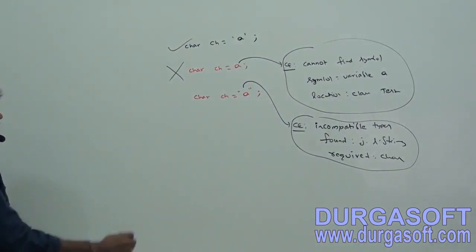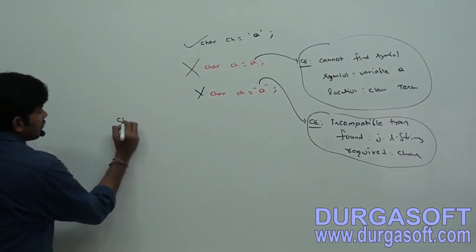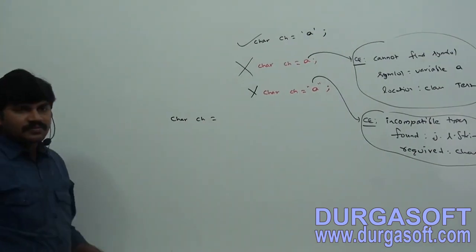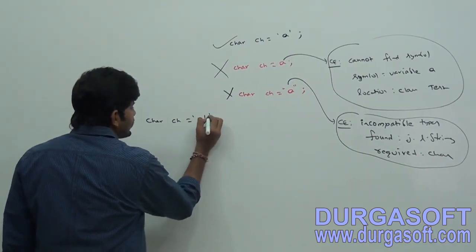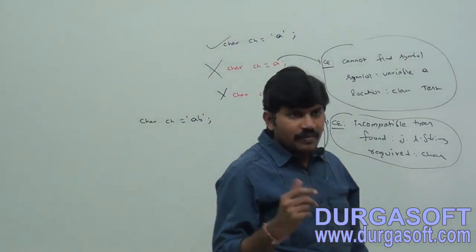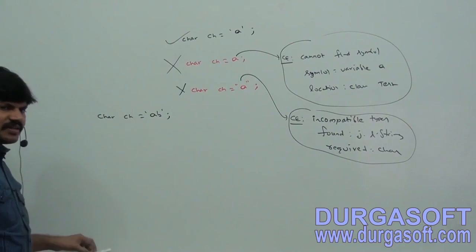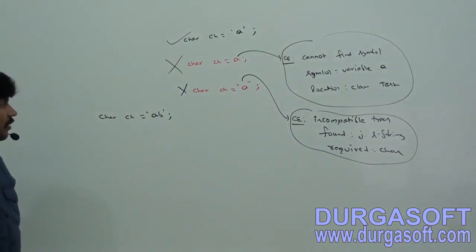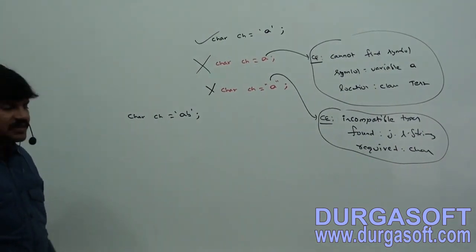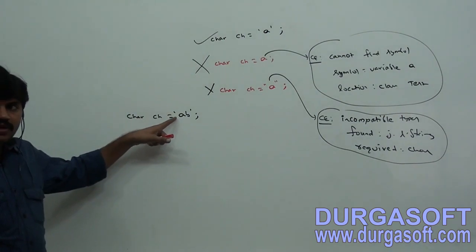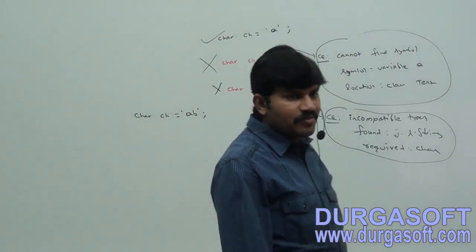Now the fourth one. Char ch is equal to AB, which I am taking within single quotes. Can you tell, is it valid or invalid? Invalid. We are going to get a compile time error. What compile time error? Is it a String? No. A String needs double quotes, but I am not taking double quotes, so how can it be a String?